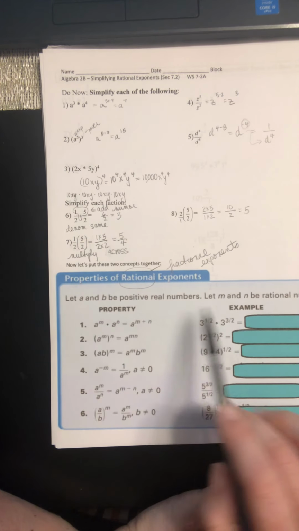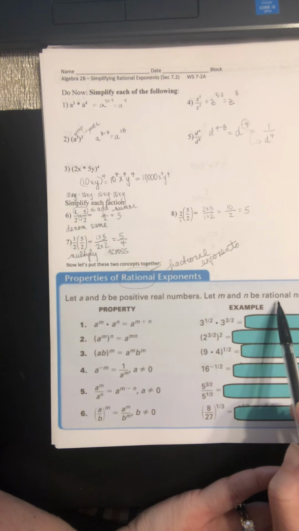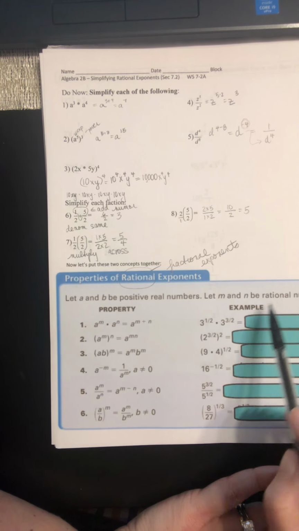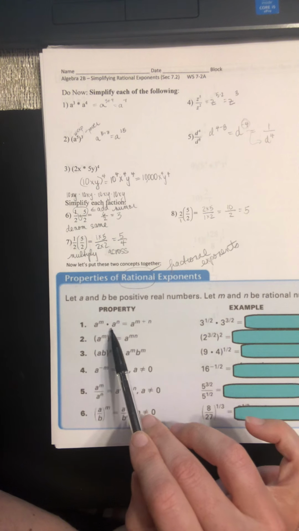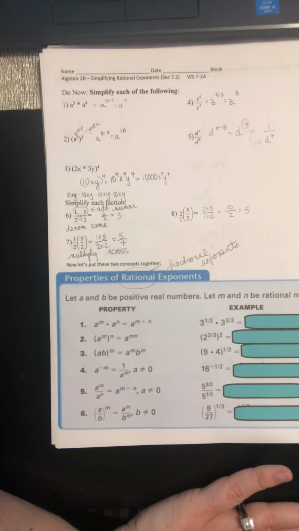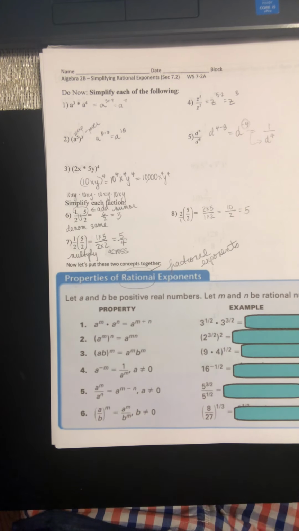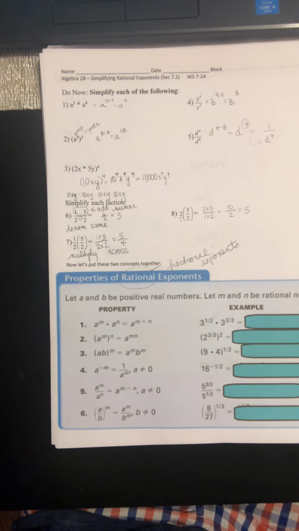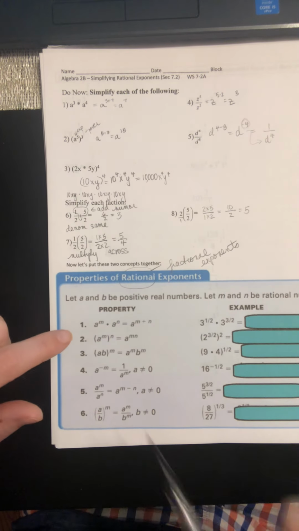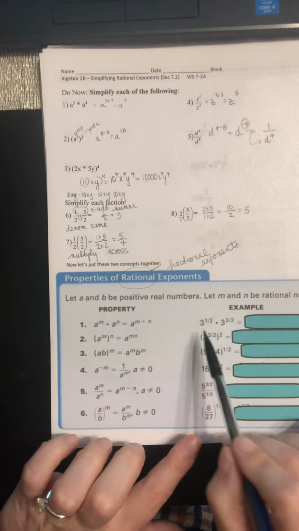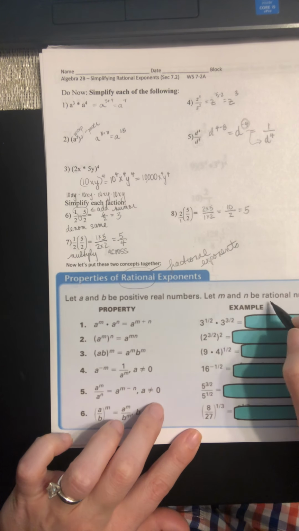A and B are positive numbers, M and N are rational numbers. Just meaning here, like they're numbers that are nice to work with. They're not irrational. So this is just a review of the properties that we talked about. So when we multiply, we add. So here, if you look, the bases are the same.